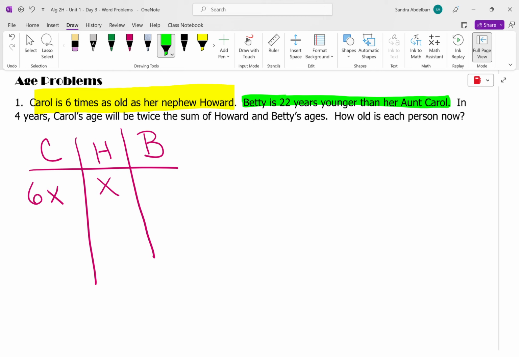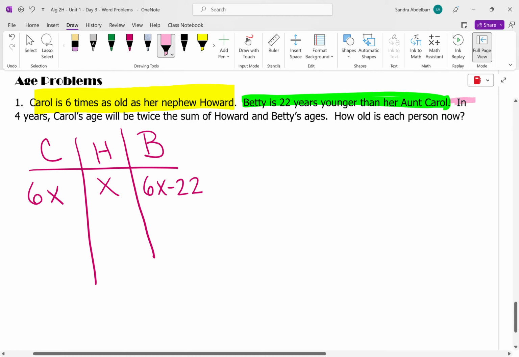All right, now let's keep going. Betty is 22 years younger than her Aunt Carol. How do you think I'm going to represent Betty's age? You got it. 6x minus 22. Do we all agree on this chart so far? We're good. All right, so now I'm going to throw a little curveball at you.